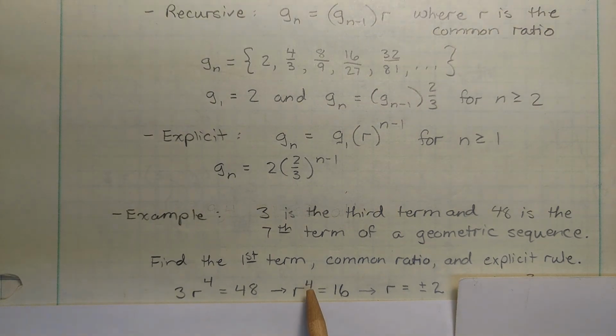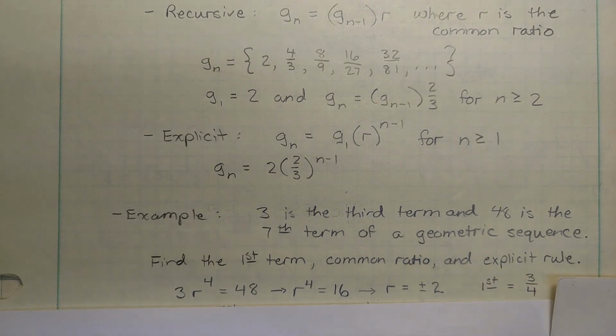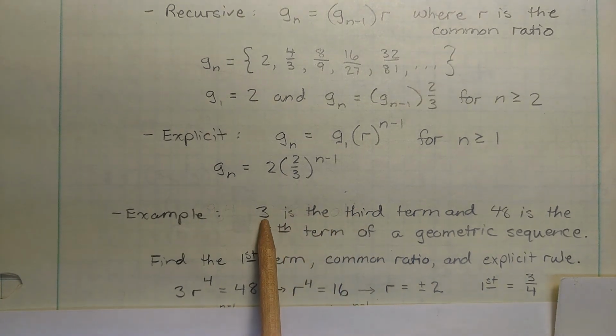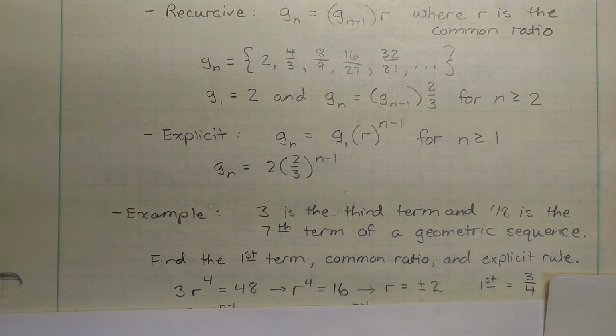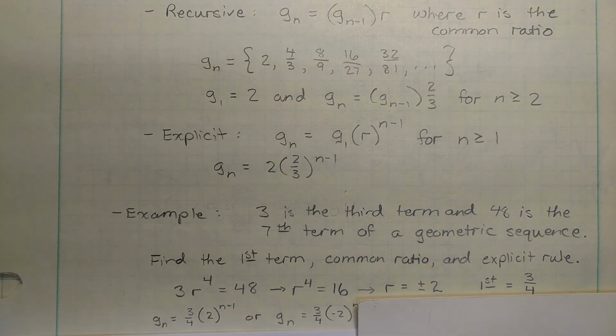If this is an odd value, I'll know that it's got to be one or the other. So the first term I can find, I know is going to be 3 over 4, because I'll go backwards. If the third term is 3, then to get from the first to the third, I had to go 2 times. So basically what I have to do there is divide by 2 to the 2nd power. So I'll divide it by 4 and I get 3/4. And I can check that and make sure that it works. So there's my first term. There are my 2 possible common ratios.